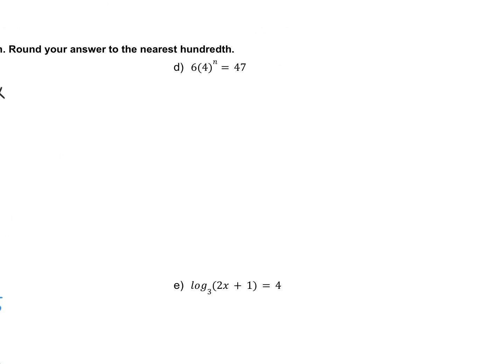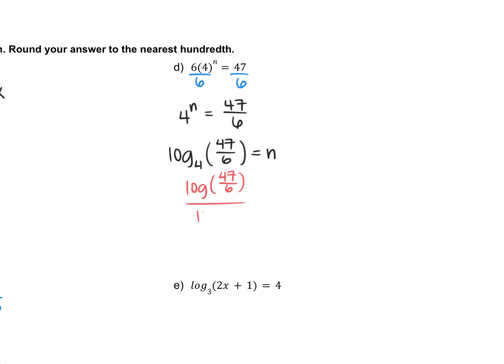Next example, 6 times 4 to the n equals 47. So again, first step, I have to divide both sides by 6. Now 47 divided by 6 is not a nice number, so we're going to leave it as 47 over 6. So when we convert to logarithmic form, we'll have log base 4 of 47 over 6 equals n. Using our change of base formula, log 47 over 6 divided by log 4 gives us that n is 1.48.